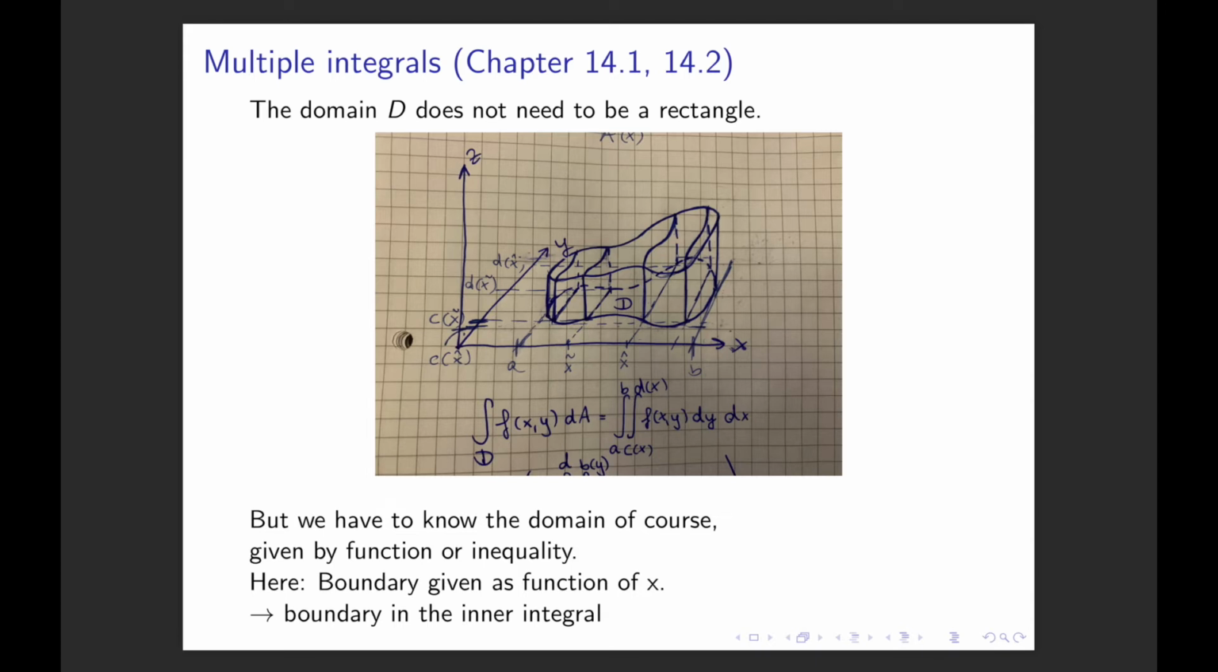where the inner one gives the area of the slabs. So here from c of x now to d of x, the function dy, and then the whole thing integrated from a to b, where a and b is the minimum and the maximum point where the domain has the x coordinate. So the boundary function goes into the inner integral.